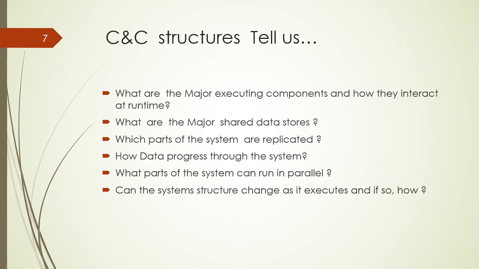Now, CNC structures tell us what are the major executing components and how they interact at runtime. What are the major shared data stores? Which parts of the system are replicated? How does data progress through the system? What parts of the system can run in parallel? Can the system structure change as it executes, and if so, how?